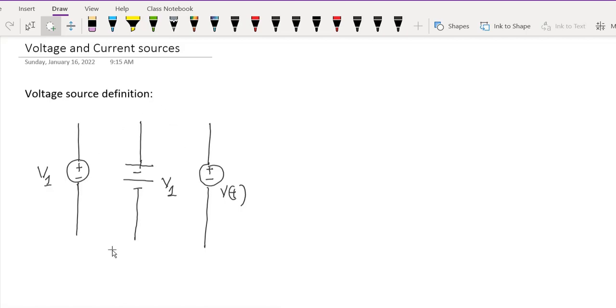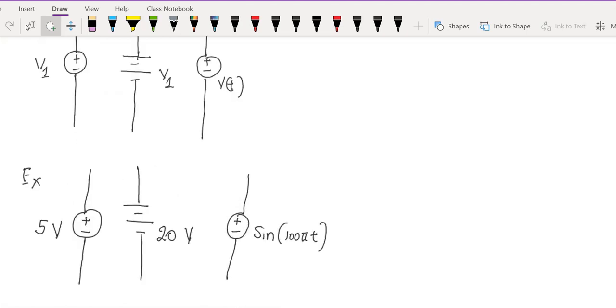Another common symbol is here. This is what you will see in our software. And sometimes this voltage can also be a function of time. Here are some examples. The first example shows a DC voltage source with the value of 5 volts. The second is also a DC voltage source with a value of 20 volts.